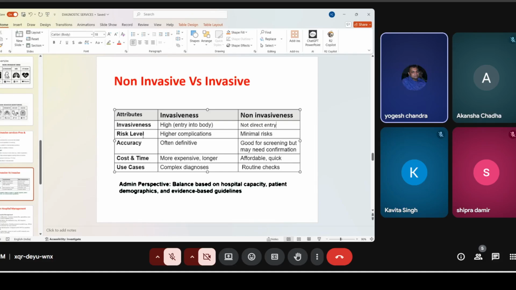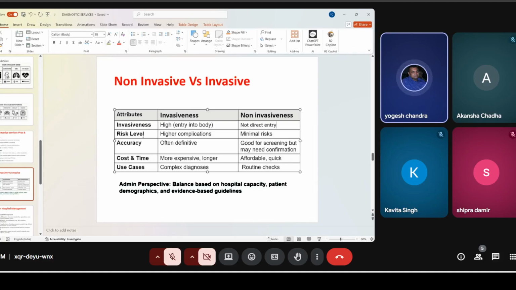Cost and time is understood. It's a more expensive invasive diagnosis service, and more time is required to discharge the patient or to relieve the patient from the hospital. Okay, and non-invasive is slightly on the lower side. It is affordable, but in many cases that depends upon the economic condition also, it becomes difficult for the common people also.